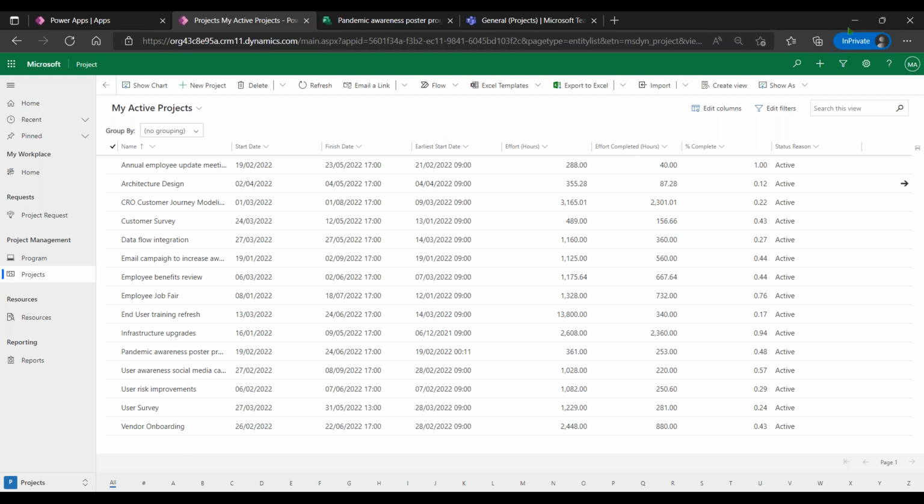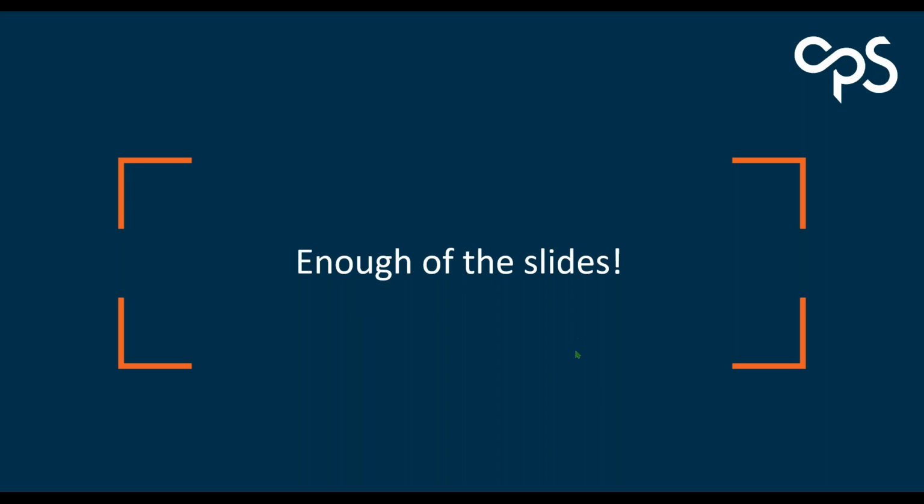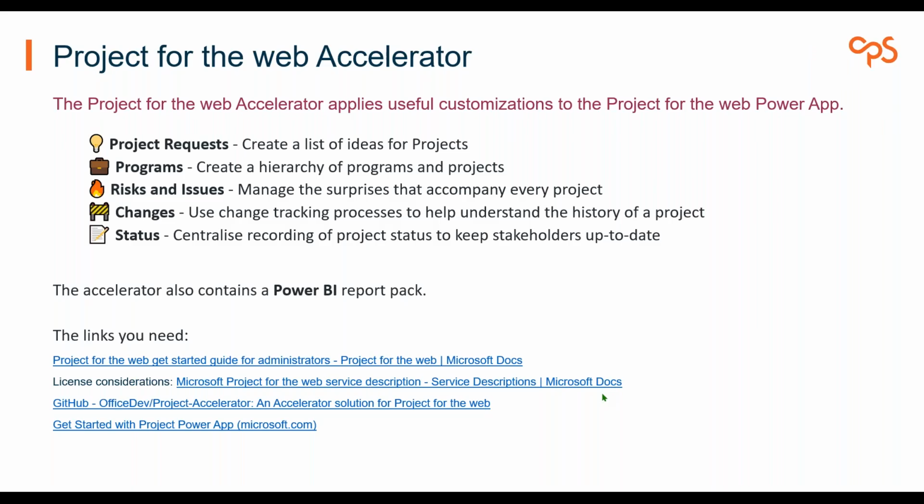Okay, so let's get back to our slides, even though it says enough for slides. So what we've looked at there is the project for the Web Accelerator. Now I meant to make this slide build and I forgot to, so you're probably reading ahead. The project for the Web Accelerator, it comes from Microsoft, and it gives you the items in the middle, that project request, the programs, risks and issues, changes and status. It also comes with that Power BI report pack that we've just looked at. And there's a bunch of links that you would need if you actually want to do that.